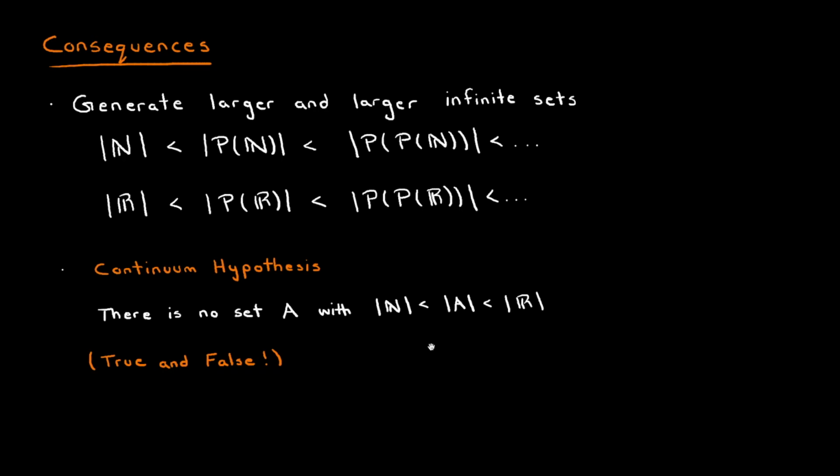And it turns out that this statement is both true and false. Specifically, in the 1900s, two mathematicians, Kurt Gödel and Paul Cohen, showed that it's impossible to prove this statement from the axioms of set theory, and it's also impossible to disprove this statement from the axioms of set theory. So this is a mathematical statement that shows the limitations of axiomatic systems.